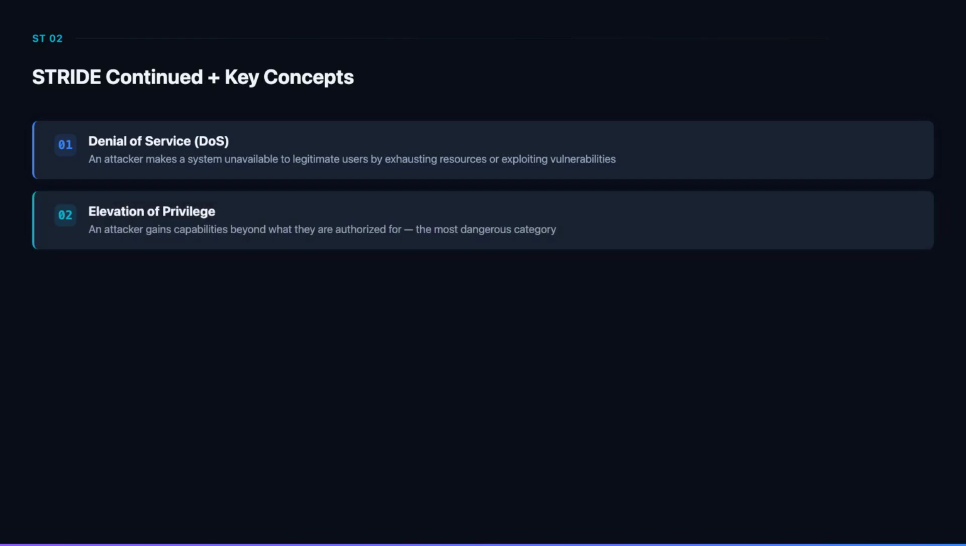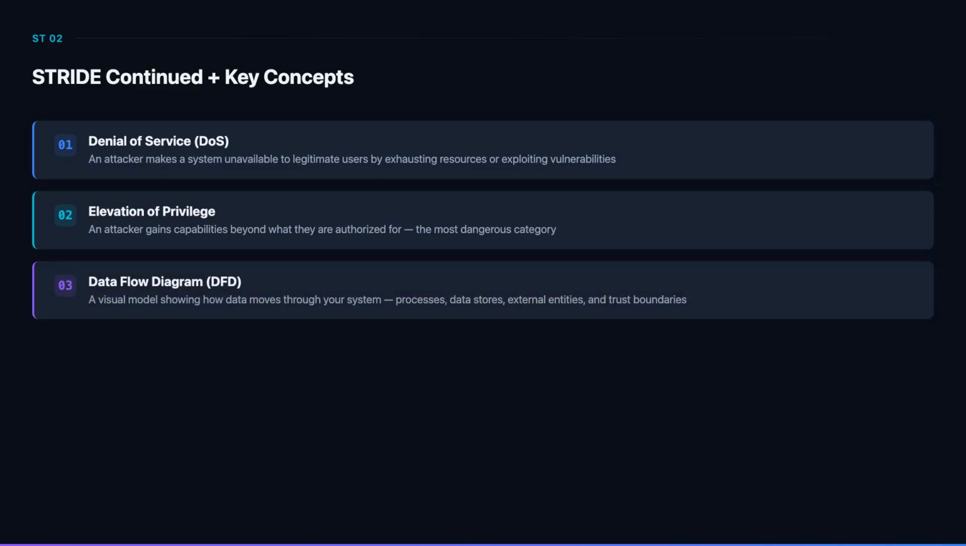Elevation of privilege is the most dangerous STRIDE category. An attacker gains higher-level access than they should have, from regular user to administrator, from unauthenticated to authenticated, or from application-level access to operating system access. This often enables all other STRIDE threats and is the goal of most sophisticated attacks.